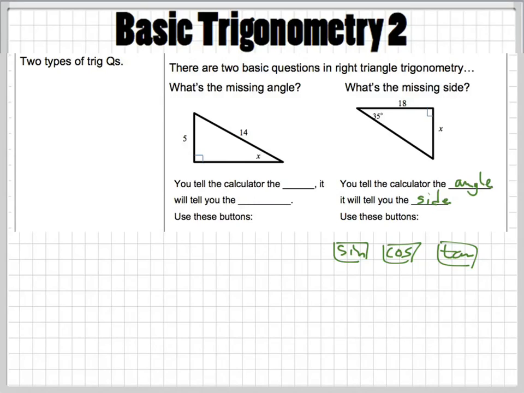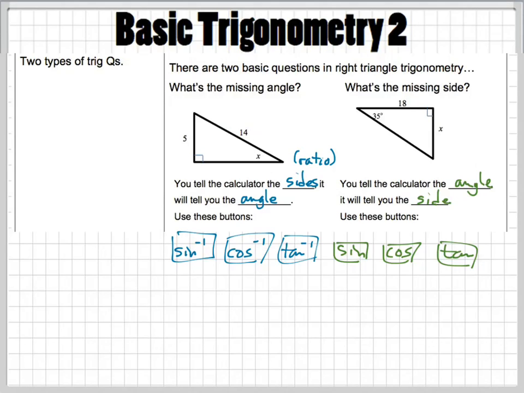The other type of question, the angle is missing. Oh, we haven't done one of these yet. In these ones, you tell the calculator the sides, or you can say ratio here, because this one would be 5 over 14, the opposite over hypotenuse. So you tell the sides, and it will tell you the angle. Now this one you use different buttons for. You don't use the same buttons as these ones. You use sine inverse, the inverse of sine, and cosine inverse, and tangent inverse.